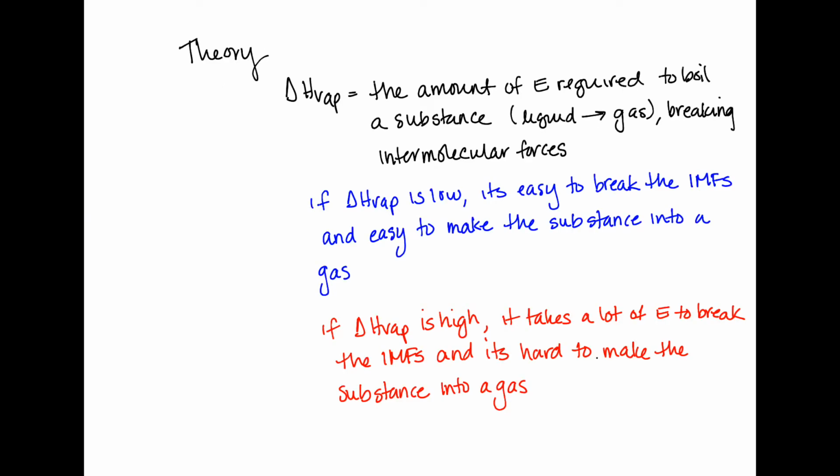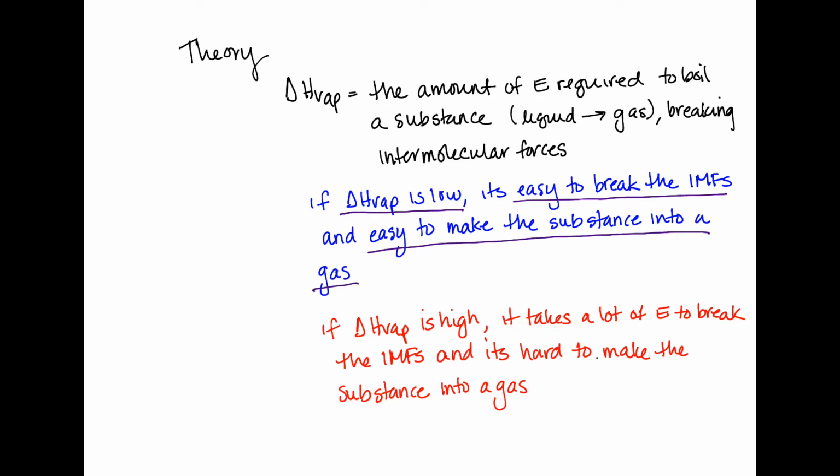In part 1, when we're trying to find the delta H of vaporization, if that's the amount of energy that's required to boil a substance, really that means it's the amount of energy that it takes to make a liquid into a gas. And to do that, you need to break the intermolecular forces. So we say that the delta H of vaporization is the amount of energy required to boil, but that also means it's the amount of energy required to break the intermolecular forces of that substance. Now, if the delta H of vaporization is low, it's really easy to break those intermolecular forces, and it's easy to make this substance into a gas.